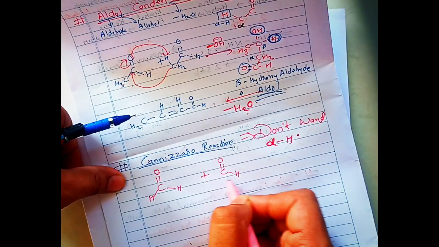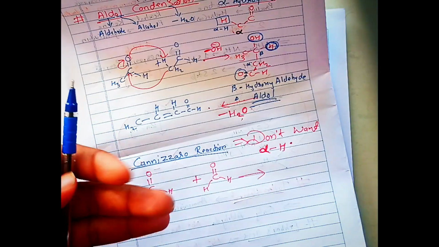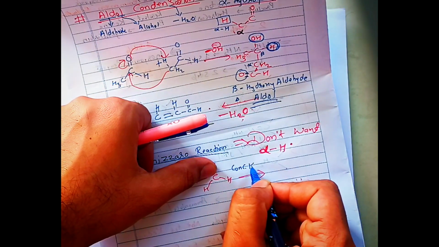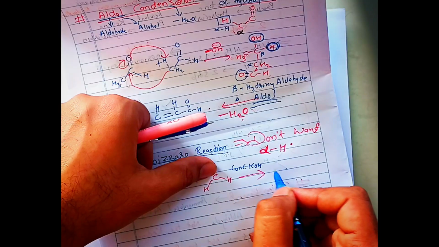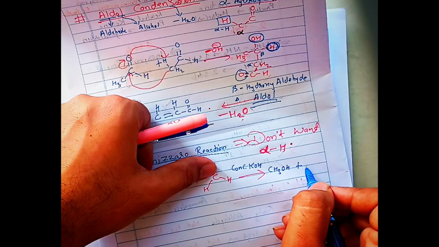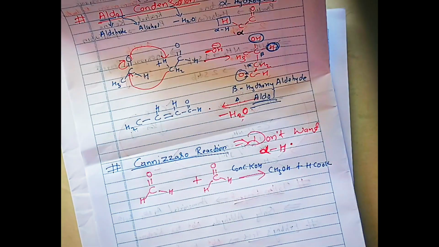See here, direct hydrogens are attached, then in the presence of concentrated KOH, we will get alcohol plus HCOOK. This is the Cannizzaro reaction.